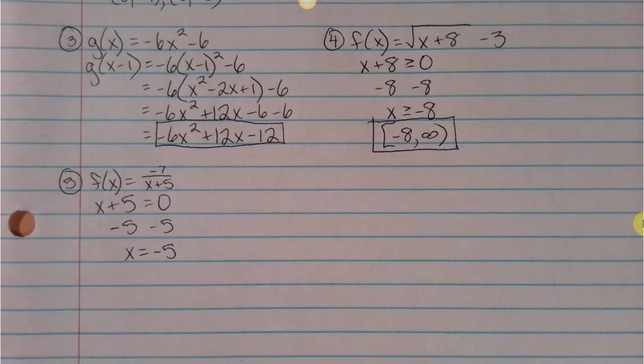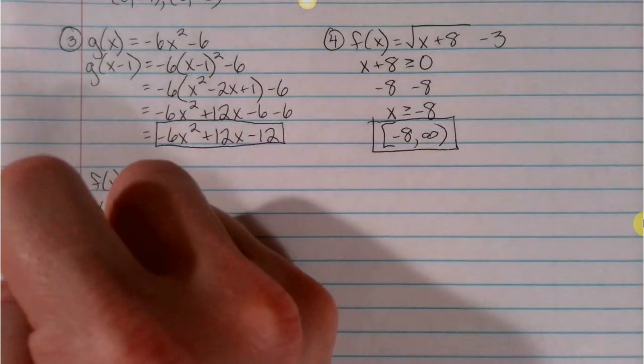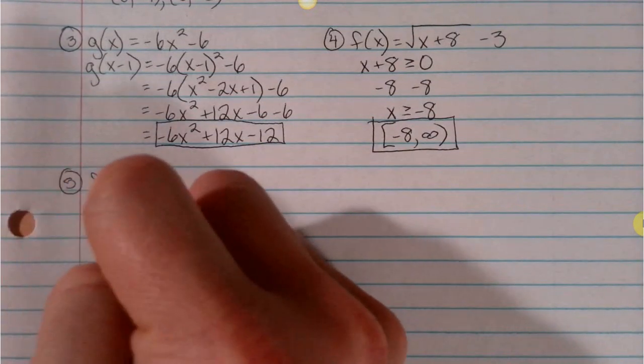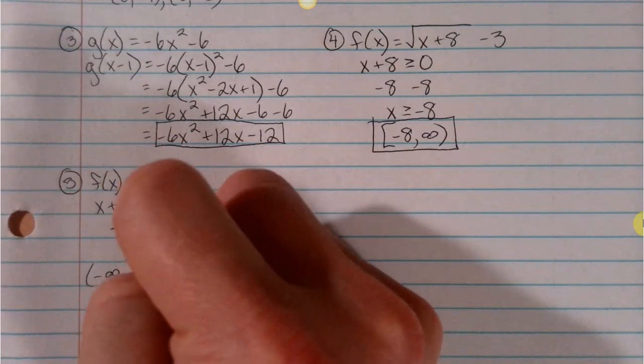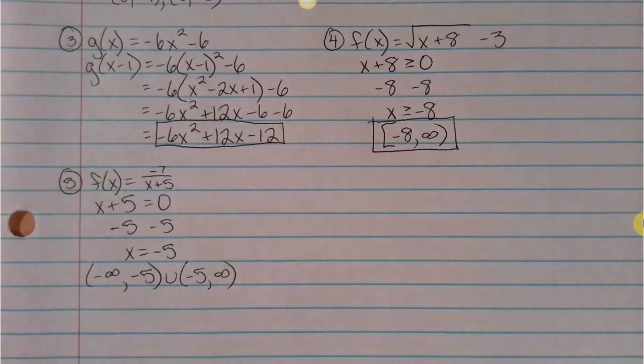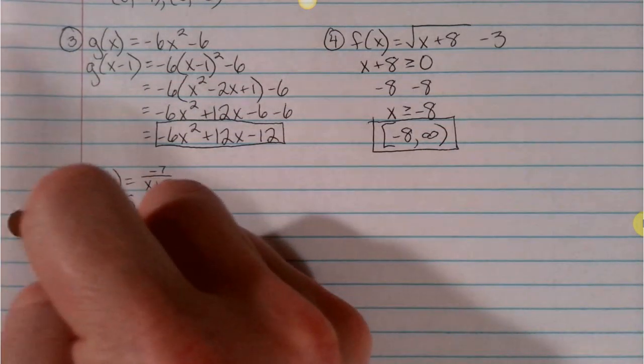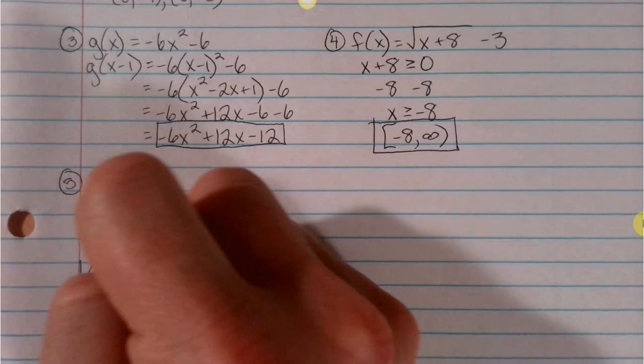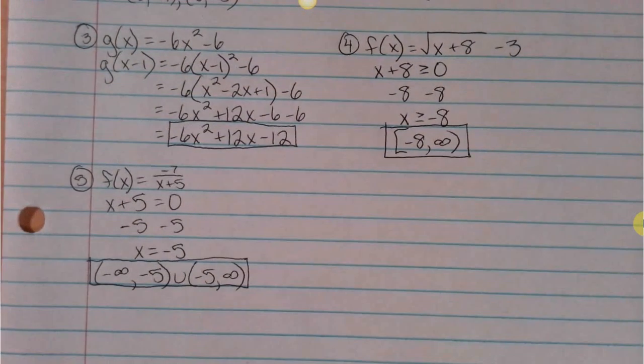So that tells us the one number that we need to throw out from this domain. That's the one number that we cannot plug into this function. And remember, when we had just a single number that we were trying to throw out of our domain, what that looked like in interval notation was negative infinity to negative 5, parentheses, union, parentheses, negative 5 to infinity. That's how we show that we're excluding just the number negative 5 from all real numbers.